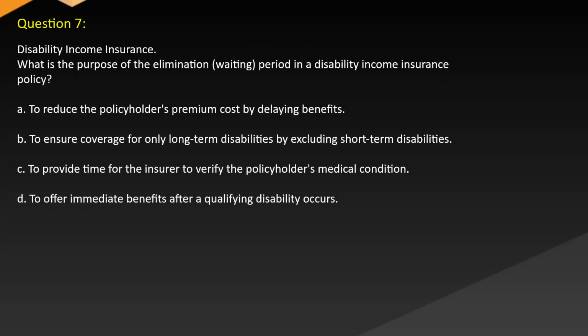Question 7. Disability income insurance. What is the purpose of the elimination waiting period in a disability income insurance policy? A. To reduce the policyholder's premium cost by delaying benefits. B. To ensure coverage for only long-term disabilities by excluding short-term disabilities. C. To provide time for the insurer to verify the policyholder's medical condition. D. To offer immediate benefits after a qualifying disability occurs.